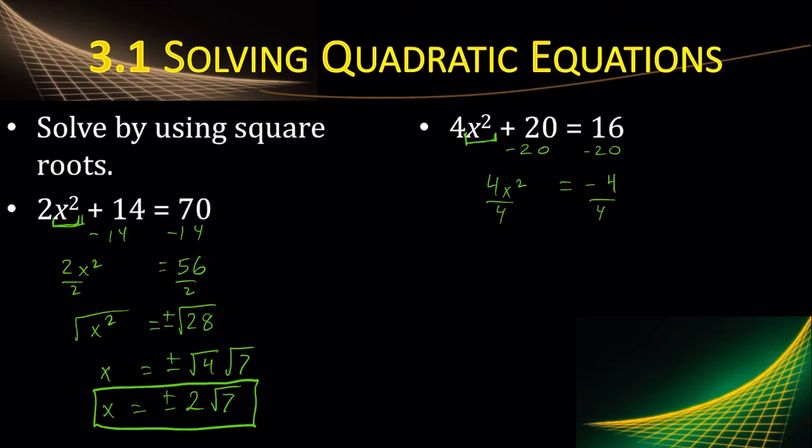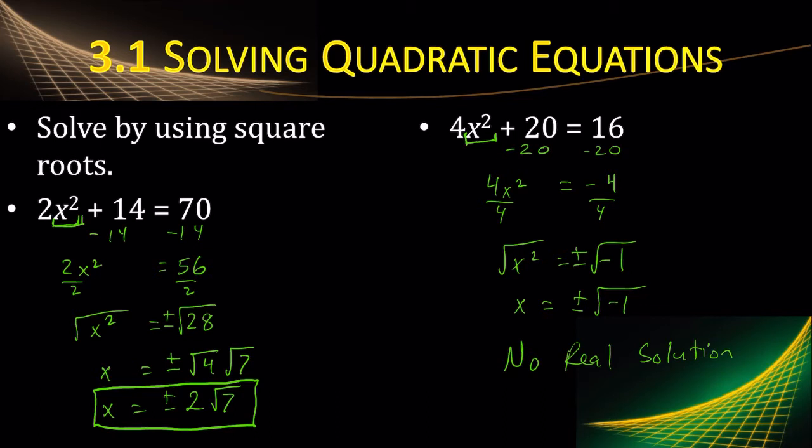Divide by the 4. x squared is negative 1. And now that it's x squared, we'll take a square root to solve for x. Don't forget the plus and minus. So x is the square root of negative 1. Now remember, we can't take square roots of negative numbers and get a real answer. Therefore, there is no real solution. We'll find out in a lesson or two about unreal solutions.